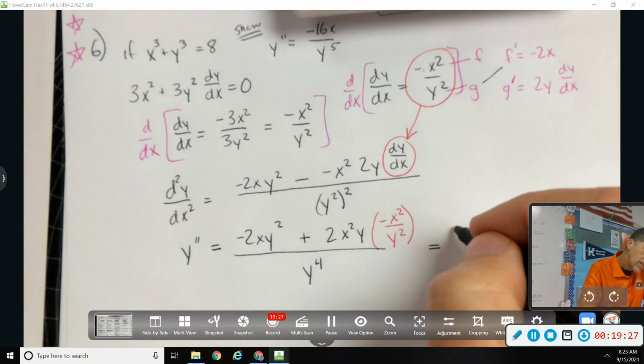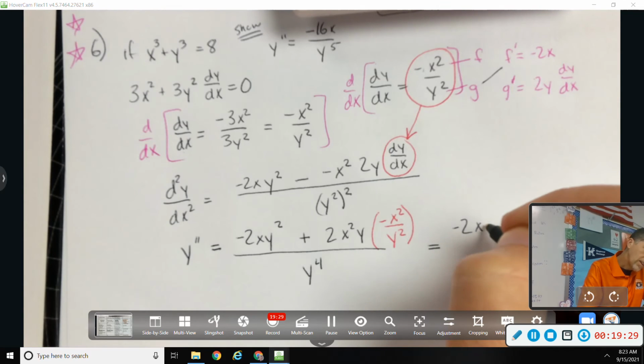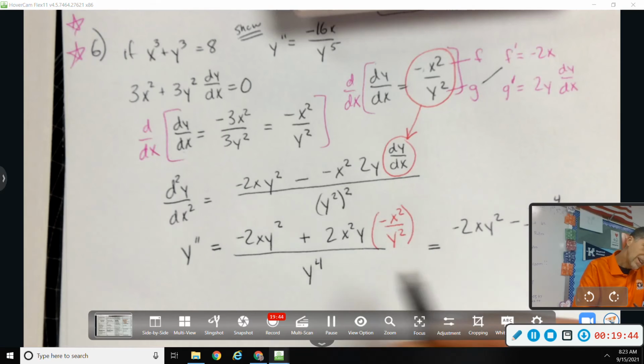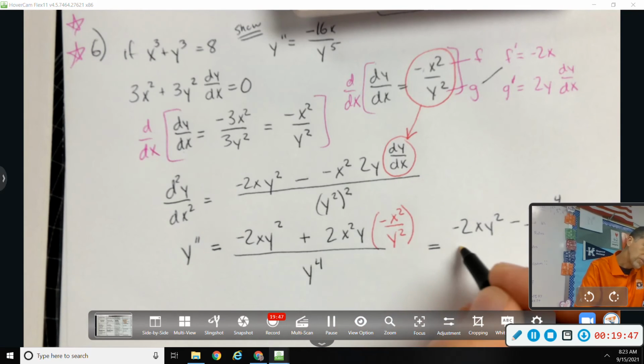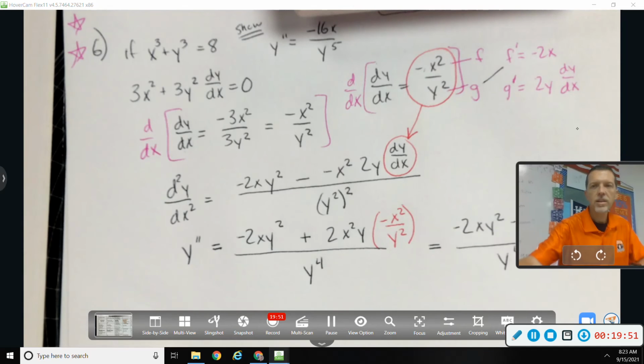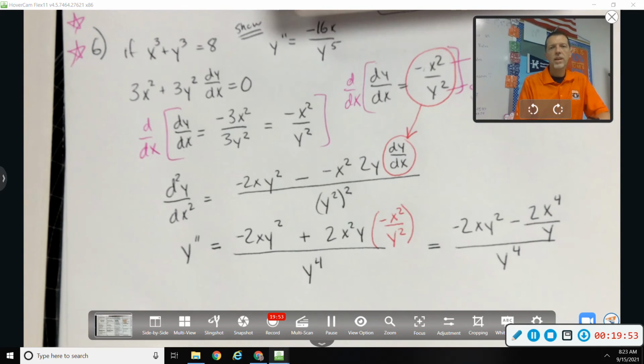Let's see, negative 2x y squared minus 2x to the fourth over y. Trying to simplify that last term there. Over y to the fourth. We okay with that?